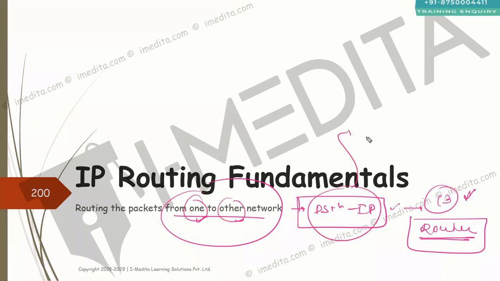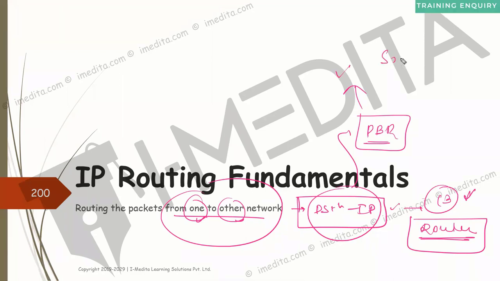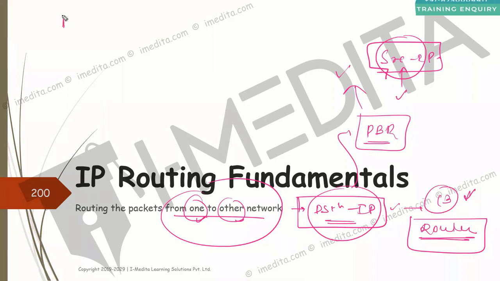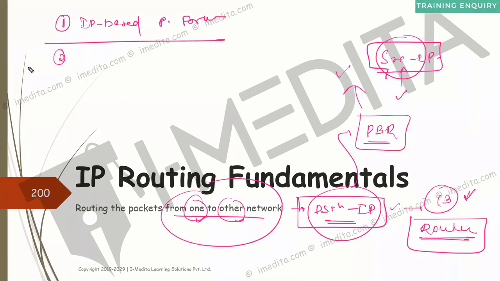However, on these routers, you can also set up things such as policy-based routing, where the packet will move based on the defined policy that we have configured. And this policy can include things such as source IP address. The router is not only going to look at the destination IP, but it can also look at the source IP address while deciding where to place the packet. So IP-based packet forwarding is done by these routers.